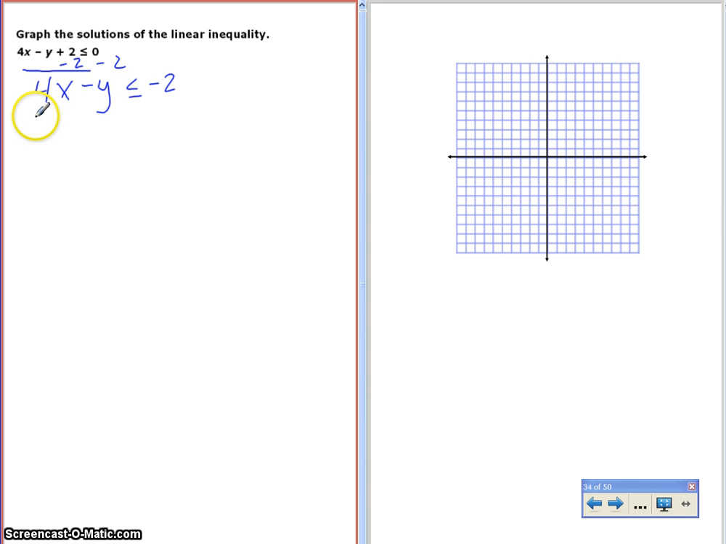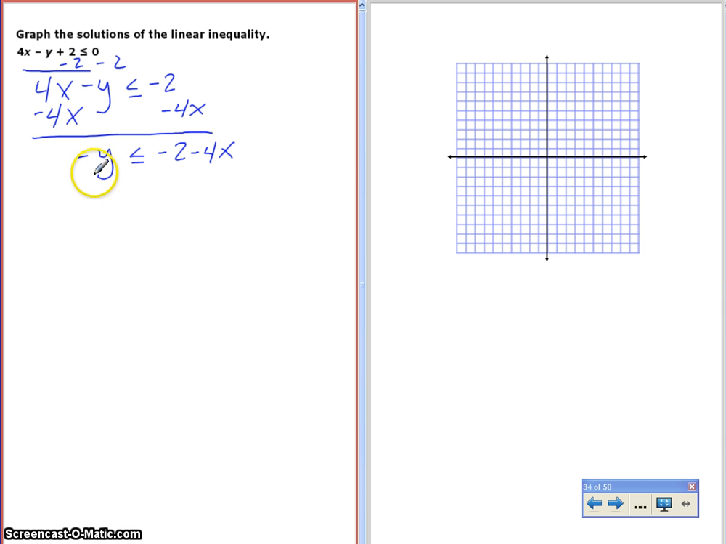Then I'm going to go ahead and I think I'm going to take away 4x on each side. Sorry, that long pause was me thinking about maybe doing this a different way, but I will keep going with the way that I have. There are multiple ways to do this. Negative y is less than or equal to negative 2 minus 4x.